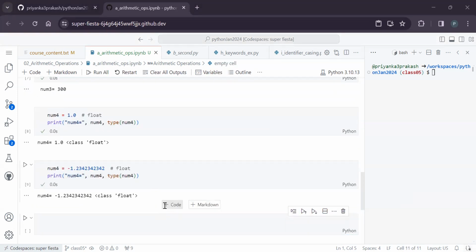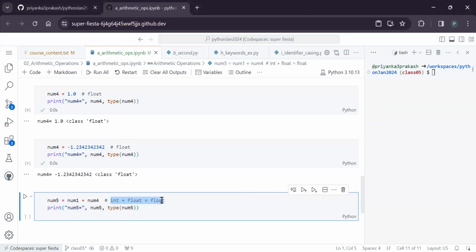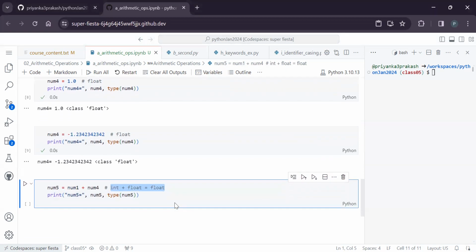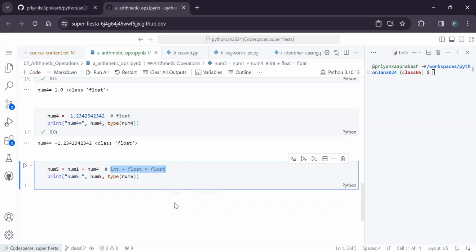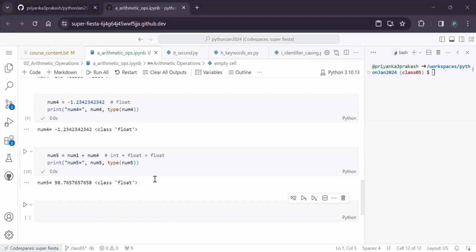Now, what if you add two numbers of different data types? Can we add two different data types? Unless they are of the same family, we cannot add. An integer and a string cannot be added, as I showed you earlier. Integer and float can be added because both are of the same family.